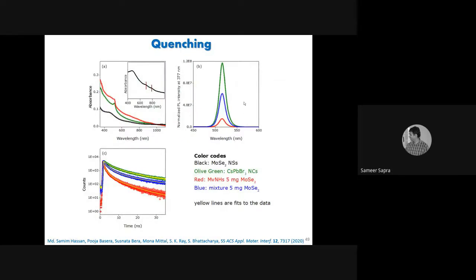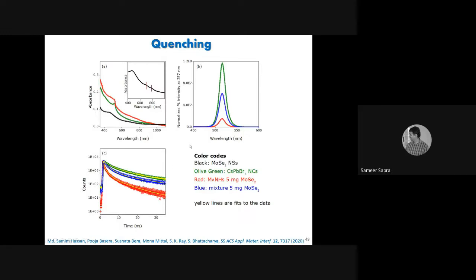Also, the fact that they are stuck together is evident by monitoring the fluorescence spectrum of cesium lead bromide. So it has a fluorescence peak of about 515 nanometers. And when you bind them together using 4-ATP, it comes down completely. There's a huge quenching. But when you do not bind them and put a mixture of cesium lead bromide and MoSC2, then it doesn't come down so strongly. Okay, so there is some interaction, but when it's bound, the interaction is much, much stronger.